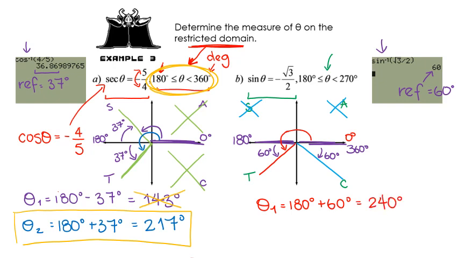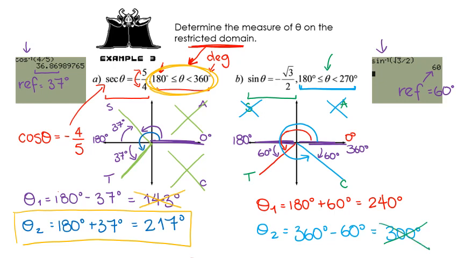And then for angle 2, we want to go from 0 up to the terminal arm in quadrant number 4. So this time we're going to take 360 and subtract our reference angle of 60 degrees, which gives us an angle of 300 degrees. Now, when we look at our interval, our angle has to be in between 180 degrees and 270 degrees. So we're actually going to eliminate or reject angle 2, and we're only going to take our first solution, which is 240 degrees.